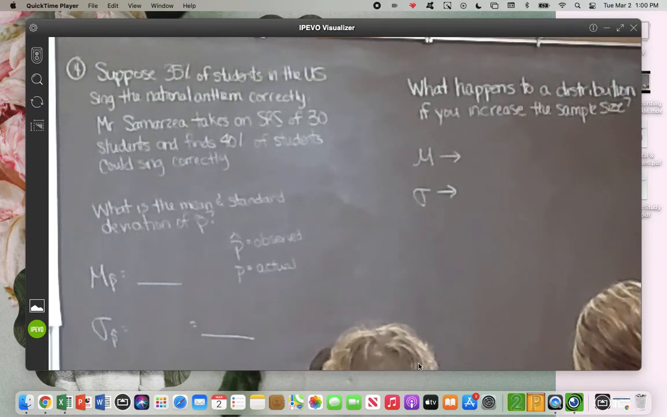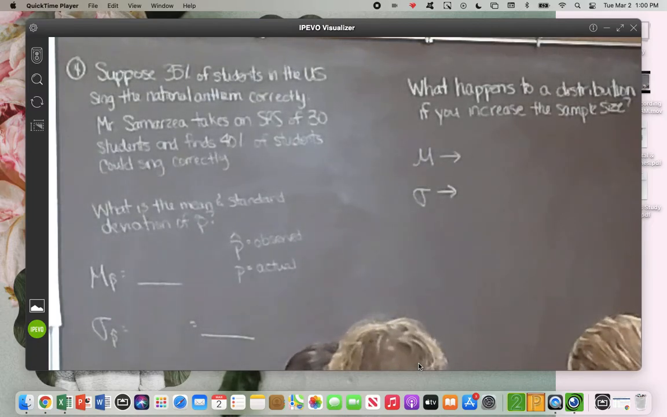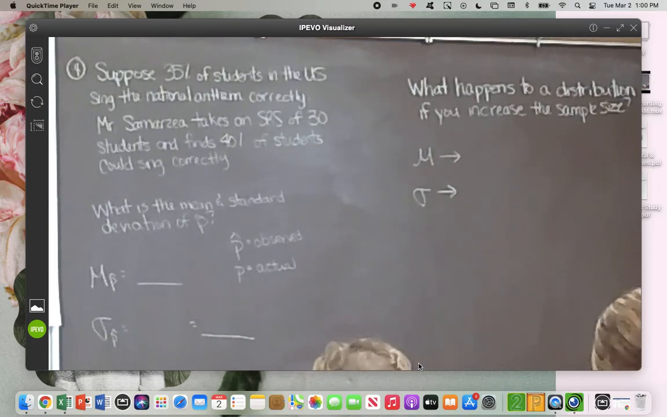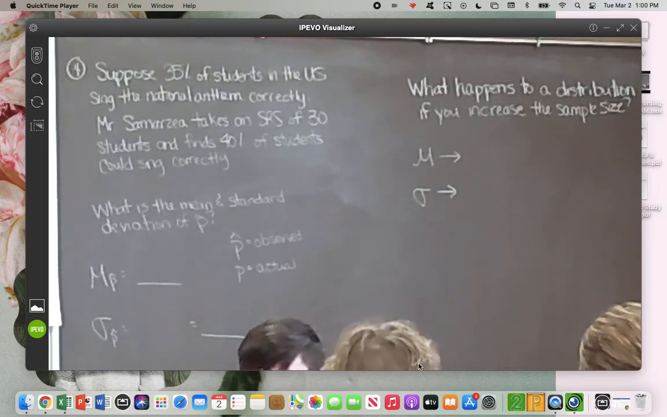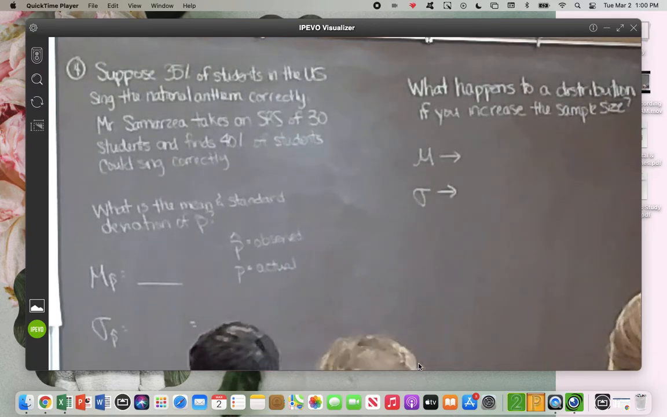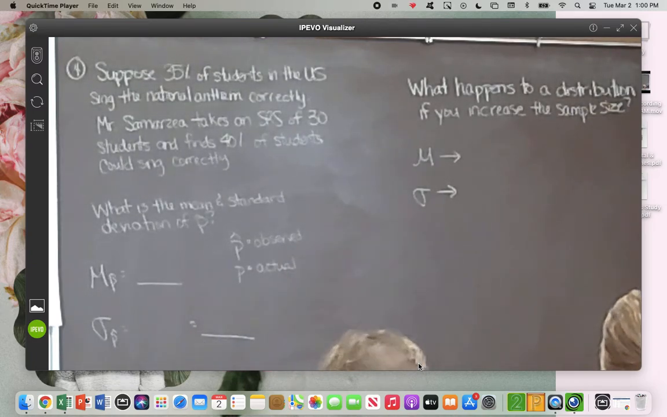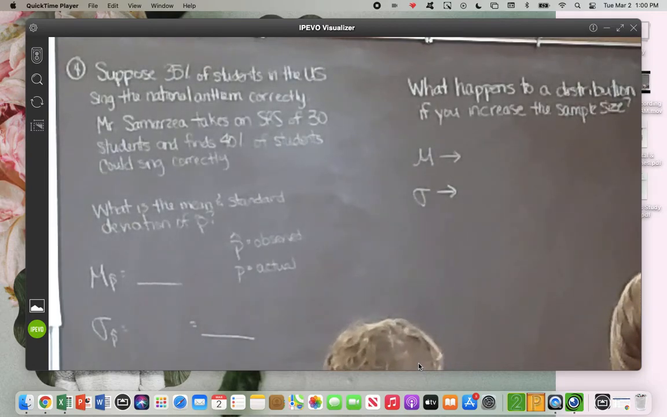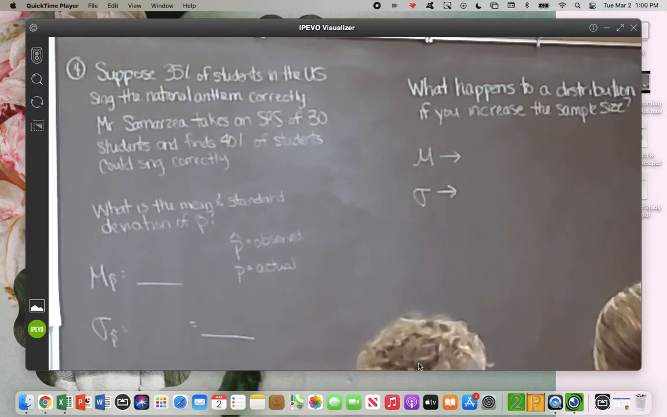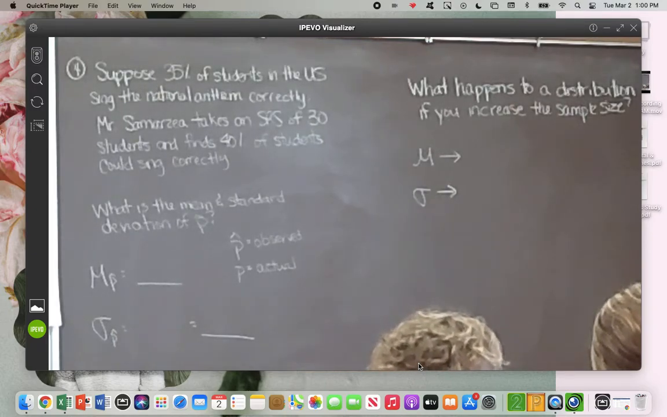All right, so let's say that it is expected that 35% of the students can sing it correctly. Mr. Samarja decides he's going to take his own random sample of 30 students, and he finds out that 40% could sing correctly. We want to know if this is normal.